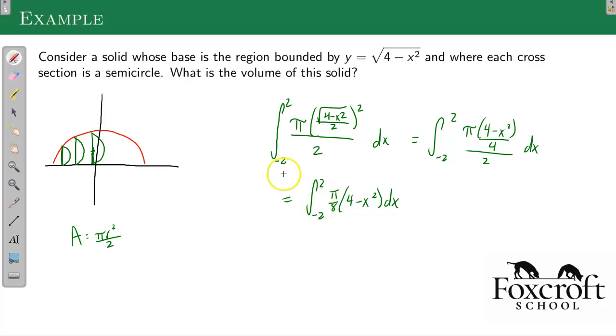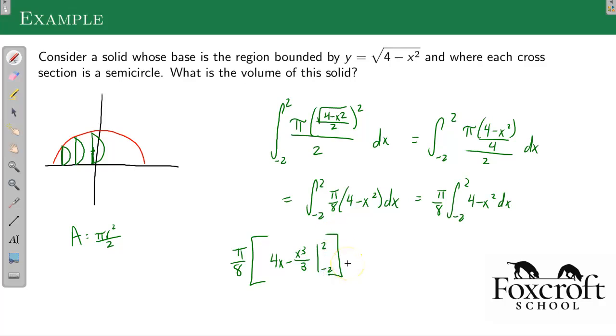If I was doing this integral, I'd pull the pi over 8 out because that's just a constant multiple. And then I would do antiderivatives. And you would plug in 2, subtract when you plug in -2, and find your final answer.